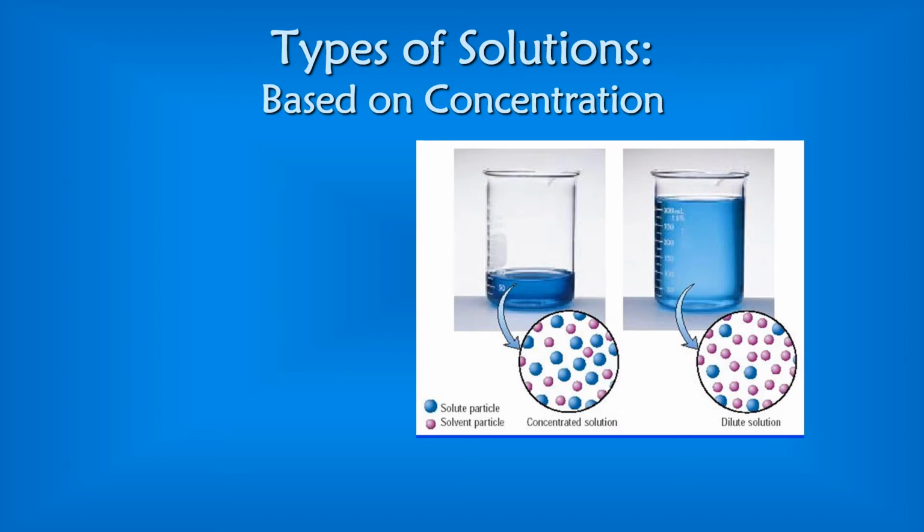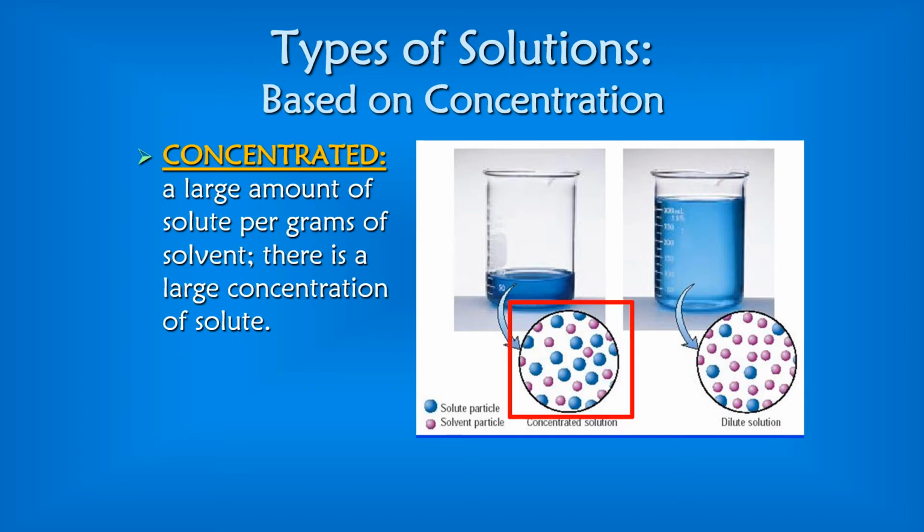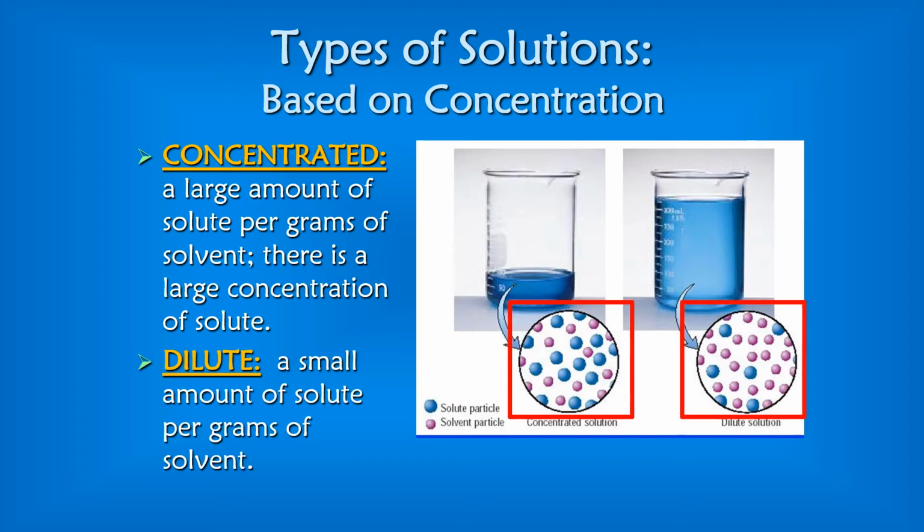Now, you'll notice the first picture has a lot of solute particles, a lot of blue circles. That represents a concentrated solution, which is a solution in which we have a lot of solute particles in a given amount of solvent. However, in the second picture, you will notice fewer blue particles, which means we have less solute. That represents a dilute solution, which is a solution where we have a small amount of solute in a given amount of solvent.